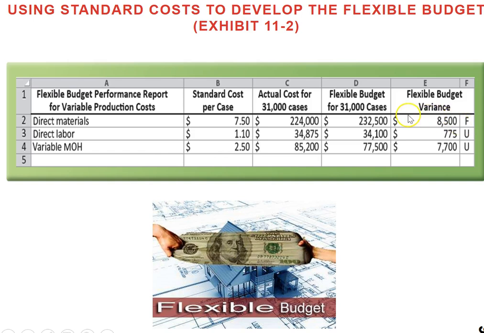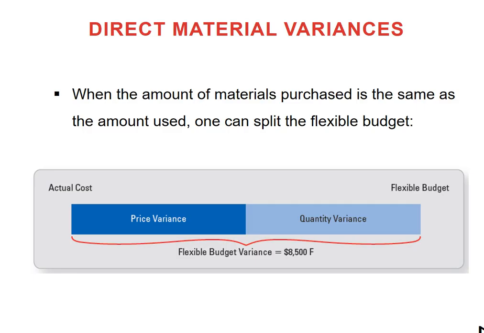Remember, when you find the variances, don't worry about the sign. Just take the absolute difference and then apply your common sense to figure out whether the variance is a favorable one or an unfavorable one. Now for the next two costs, which are direct labor and variable manufacturing overhead, you see that for both cases your actual costs are higher than the budgeted cost. Since these actual costs are higher than the budgeted cost, we will call these variances unfavorable variances.